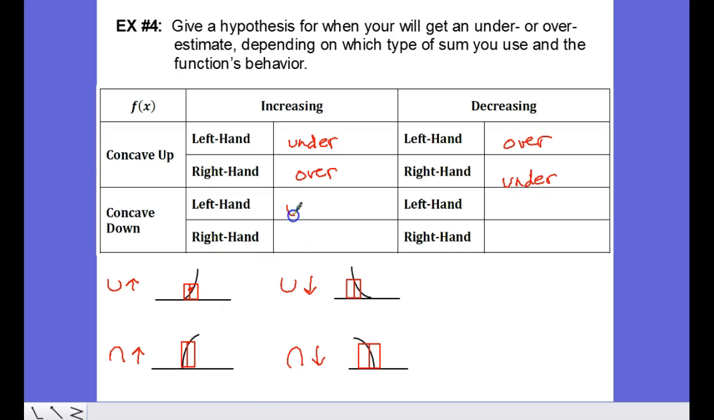For concave down and increasing, the left hand sum, so that's where the left corner touches the graph, is an underestimate. And the right hand sum, where the right corner touches the function, is an overestimate. Likewise, for concave down decreasing, the left hand sum, where the left corner touches the function, is an overestimate. And the right hand sum, where the right corner touches the function, is an underestimate.